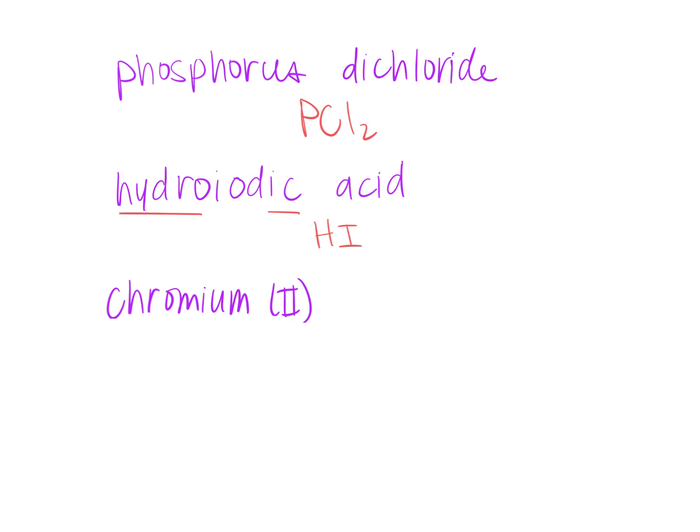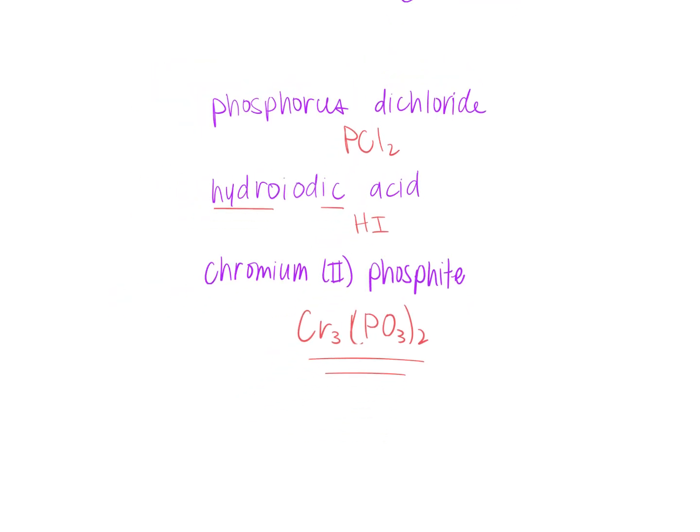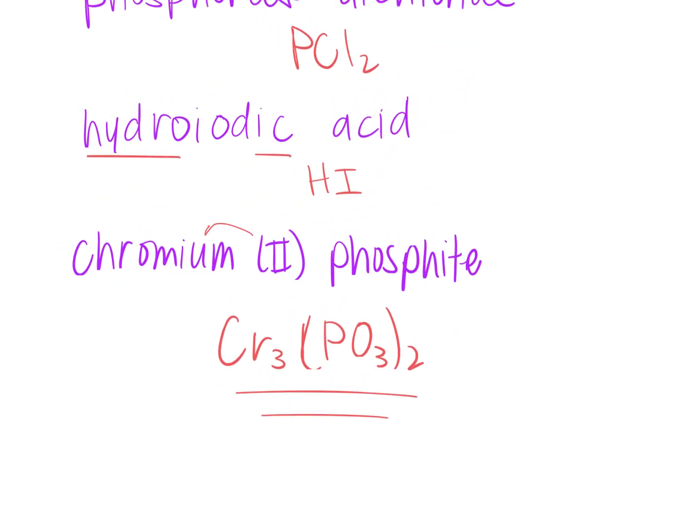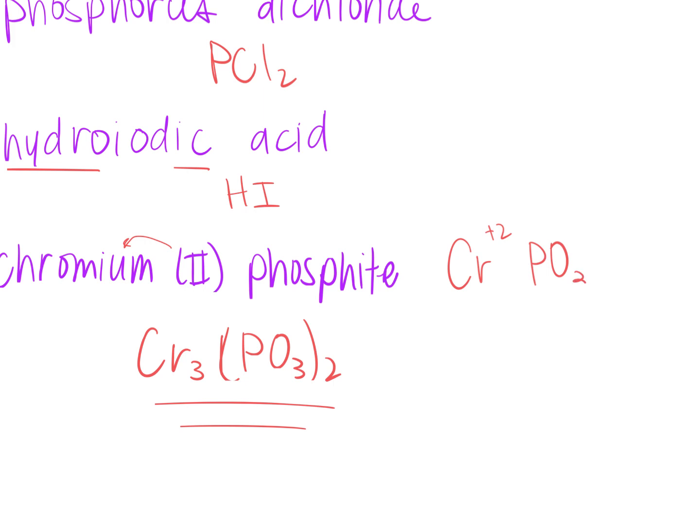Wait, PO3. Kira, what do you think? Yeah, that's what I had. Cr3(PO3)2. So let's figure out why that is. How are you getting 3? Well, I'm going to show you. Okay, chromium is a plus 2. So chromium starts with a plus 2. Phosphite is PO3 minus 3.